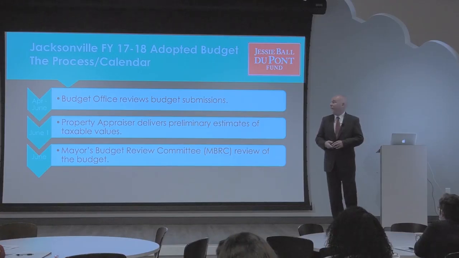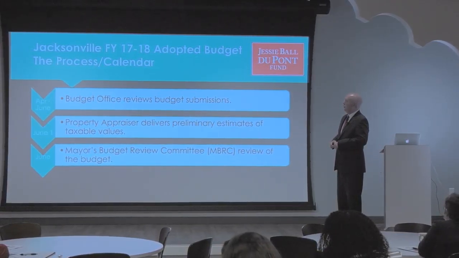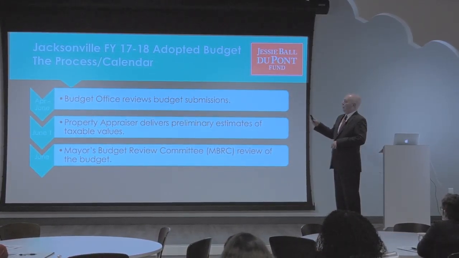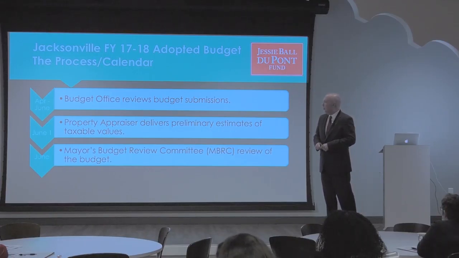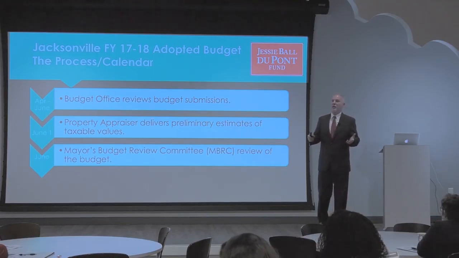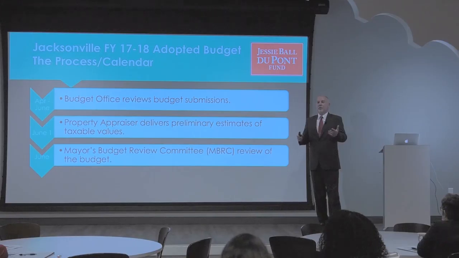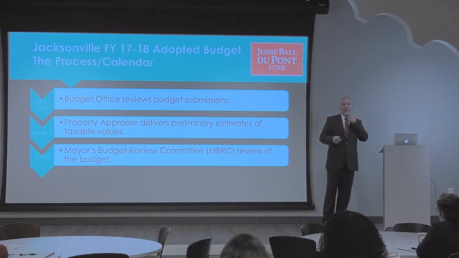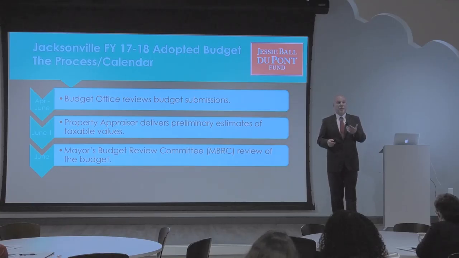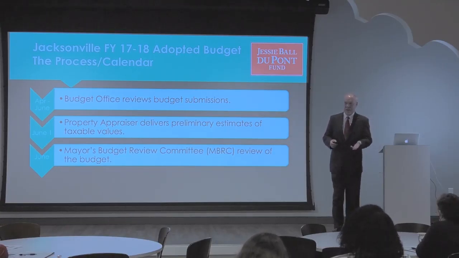Okay, in the April to June timeframe, the budget office is reviewing budget submissions. And here's where another part of the process comes in. The property appraiser, as of June 1, which is a hard and fast deadline under state law, provides a preliminary estimate of taxable values. What's that about? Well, certainly in the city of Jacksonville and in most cities and counties, the largest single source of revenue is the property tax.